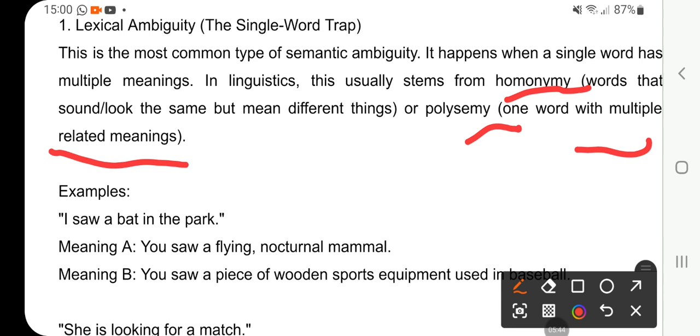In case of homonymy, meanings are different. There is no relation between all the meanings. But here one word has multiple meanings. Homonymy means one word has multiple meanings. Polysemy means a word has multiple meanings. But in case of homonymy, multiple meanings are not related to each other. But in case of polysemy, multiple meanings are related with one another. This is the basic difference. I think you must have got the idea.